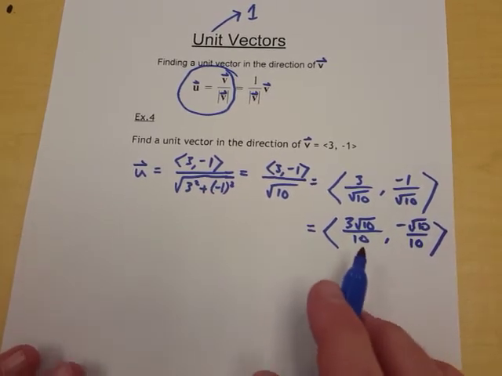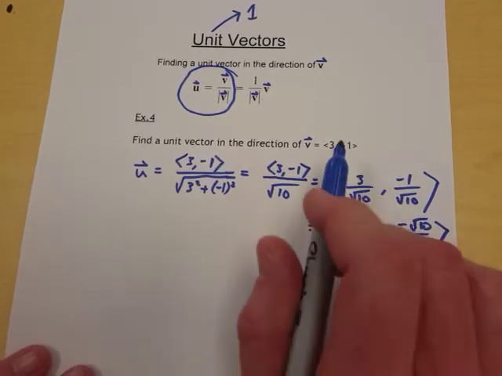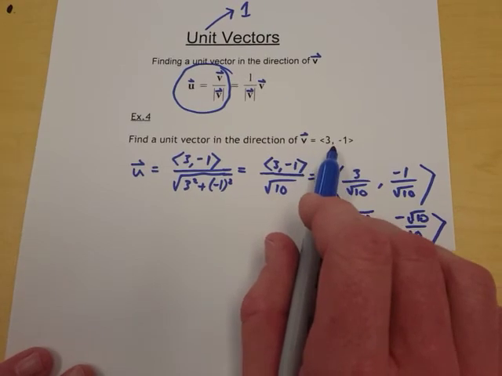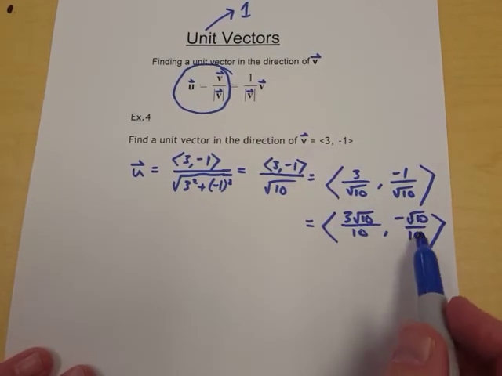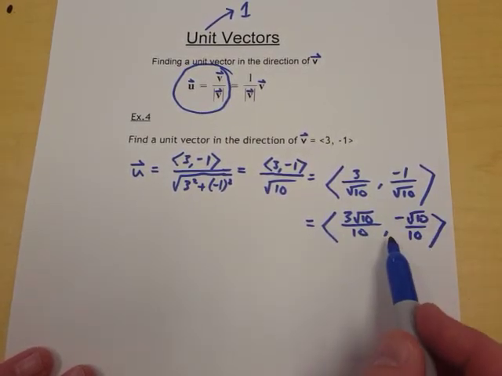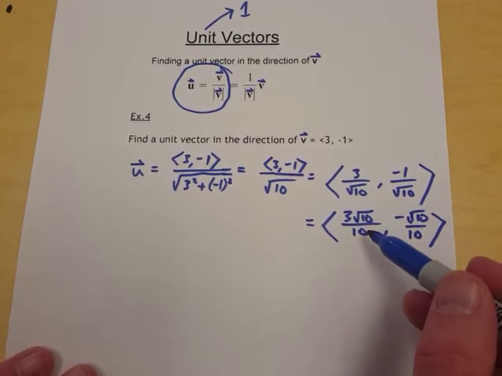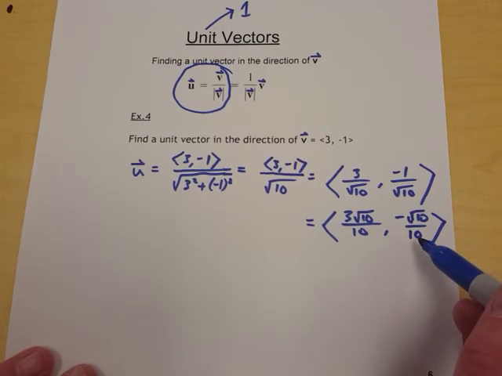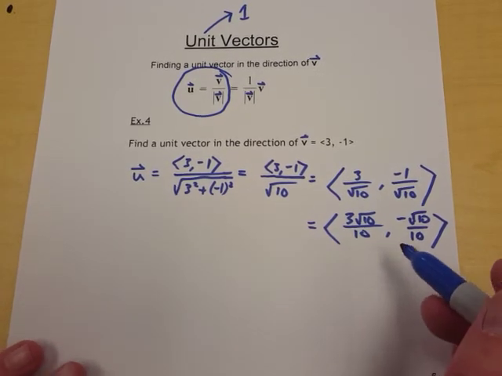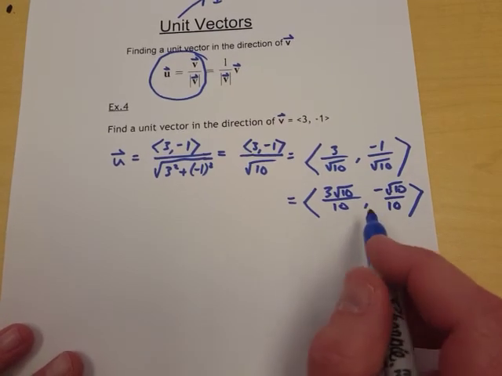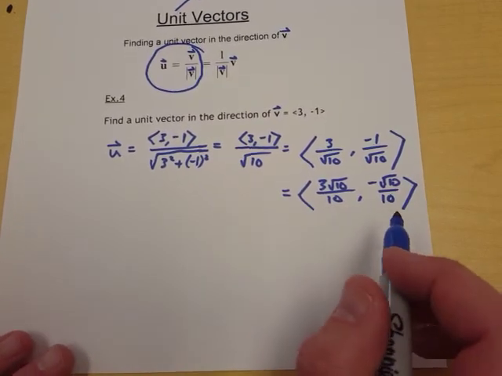And the idea here is that this vector is going in the same direction as this original one we have, but this has only got a length of 1. So if you were to go back and take the magnitude, do the first component squared plus the second component squared, square root that, it should be equal to 1. We're not going to do that in this video. You can do that if you are really curious.